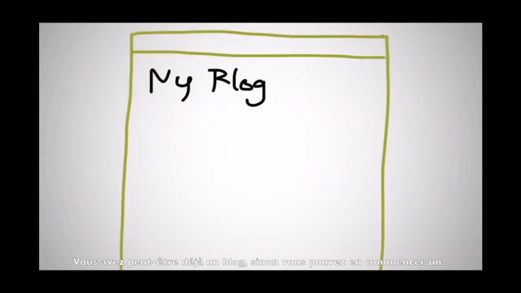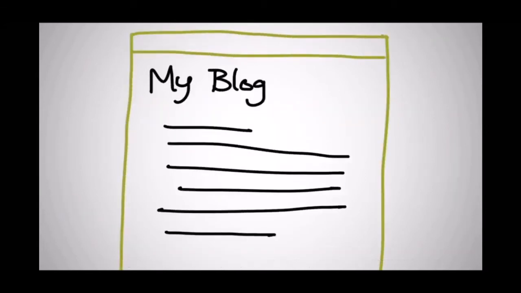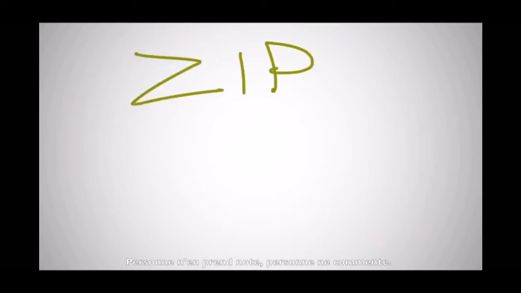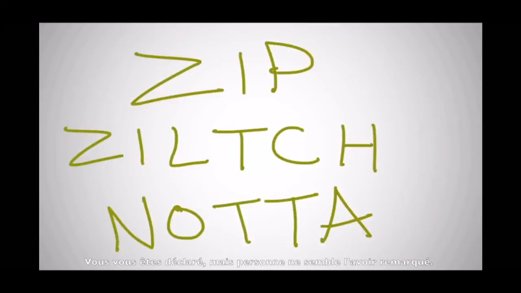Maybe you already have a blog, or you can set one up online. You can write a reaction to one of the readings, add a course tag to it, and post it to Twitter. And then, probably, nothing happens. No one grades it, no one comments. You've declared yourself, but no one seems to have noticed.